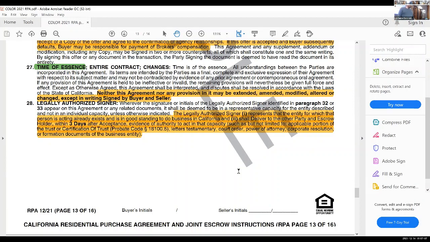And now the buyer is dragging their feet. They're waiting for the interest rate to drop a quarter point, which could happen any day, right? So you're frustrated, they're stringing you along, and there's not much you can do about it because you did not adhere to time is of the essence throughout the contract.